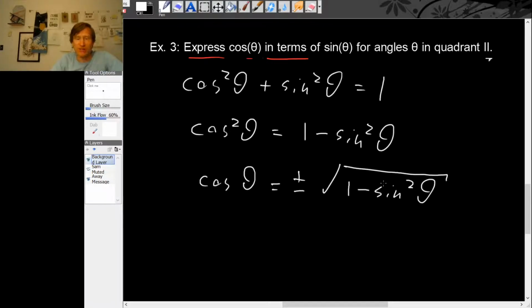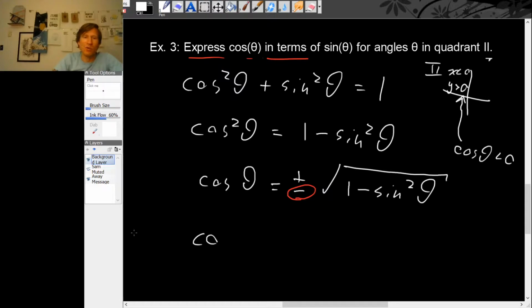And as usual, it's the quadrant we're in that will tell us whether we want to choose the positive or the negative here. So for quadrant 2, that's up here in the upper left, x coordinates are negative and y coordinates are positive. Cosine is talking about an x coordinate, and so in quadrant 2, cosine should be negative. So we should choose the negative square root here. So in quadrant 2, cosine theta is the negative square root of 1 minus sine squared theta.